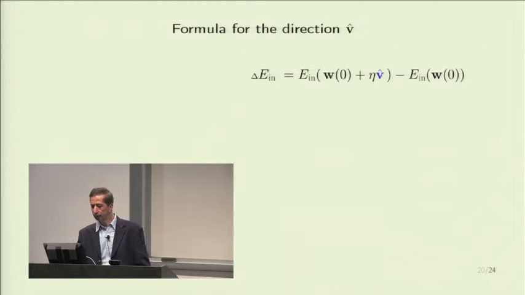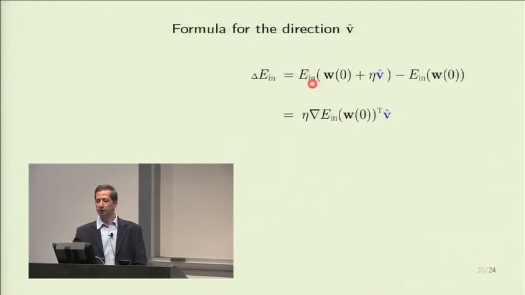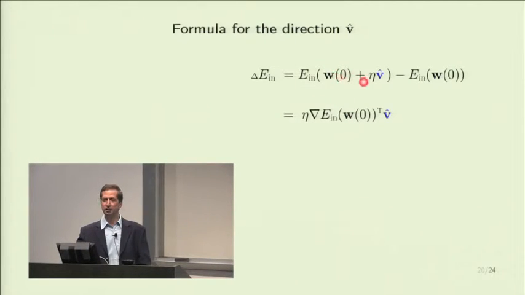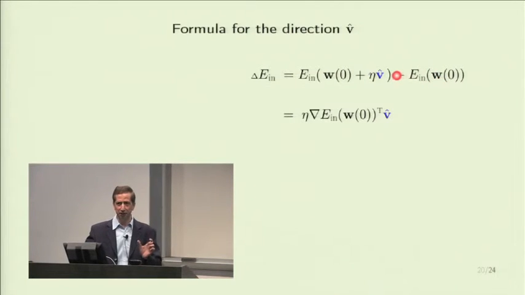Now, I can write this down using the Taylor series expansion with one term. This is E of the original point plus a move minus E of the original point. That would also be the derivative times the difference, right? So the derivative times the difference here will be the gradient transpose times the vector times eta, and I just took eta outside here. So this would be the move according to the first order approximation of the surface.